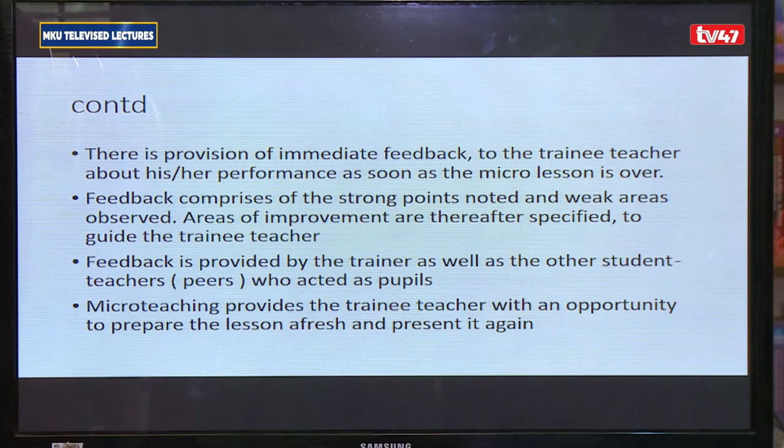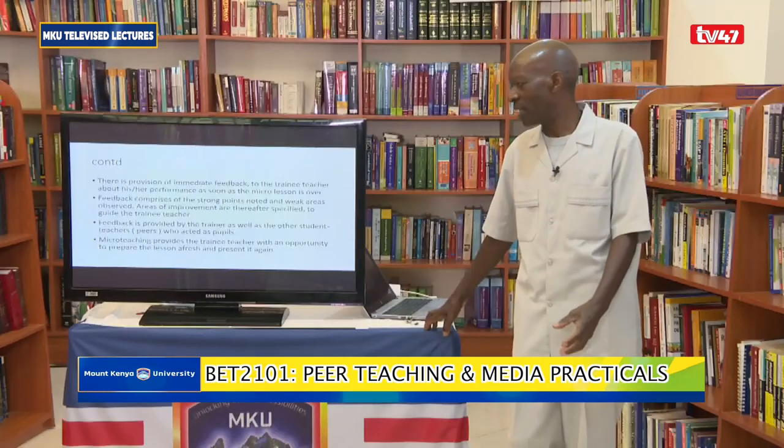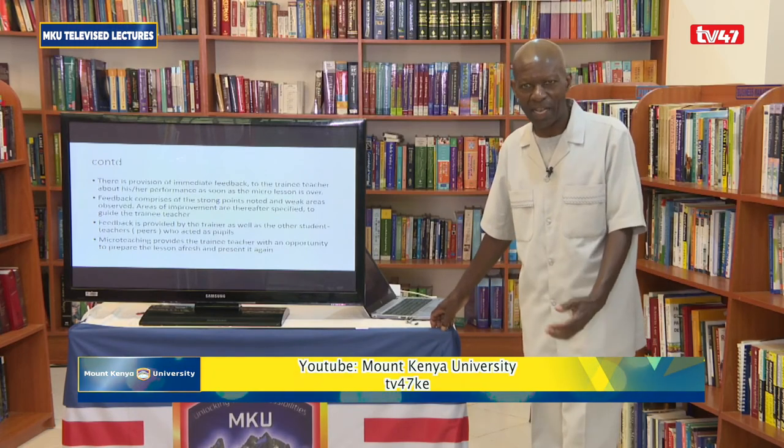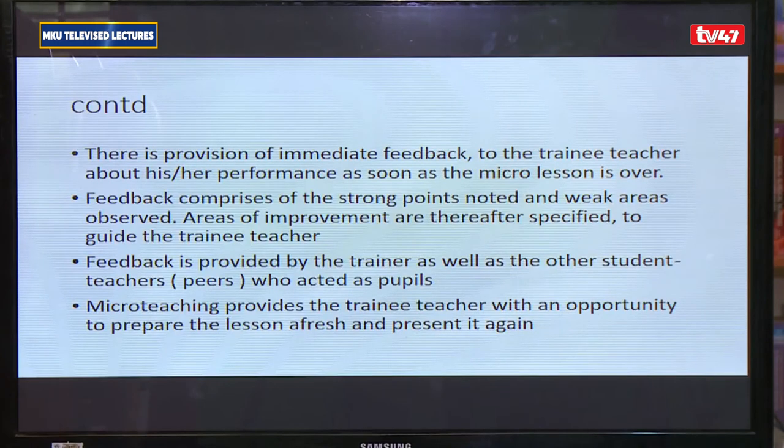The next feature of micro-teaching is the provision of immediate feedback to the trainee teacher about his or her performance as soon as the micro lesson is over. In other words, when the student teacher has taught for about 10 or 15 minutes, there is a session that is provided for feedback, comments from the students who are being taught. They raise questions, they make suggestions on areas of improvement, and so on. Then who provides the feedback? Those students who are taught, as well as the class teacher who was in the background.